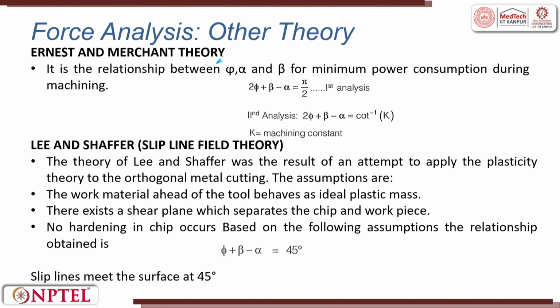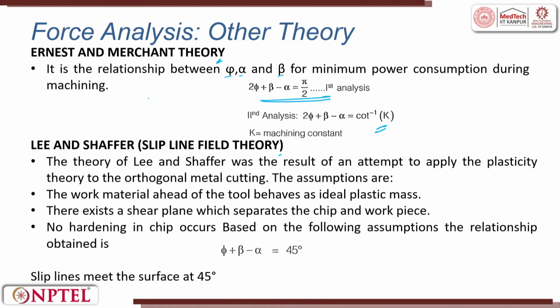There were advancements made by a few more researchers. Ernst joined along with Merchant, or he modified the Merchant theory, and brought in a relationship between shear plane, rake angle and friction angle for minimum power consumption, which should be written in this way. And then he did a second analysis, which he presented like this, where K is the machining constant, which depends on the tool material combination.